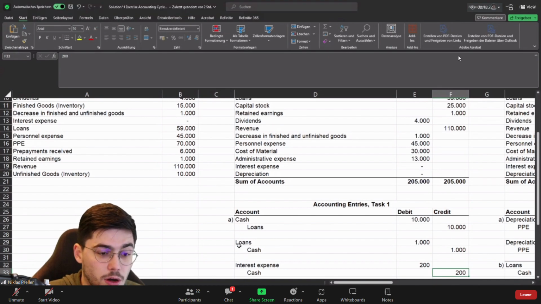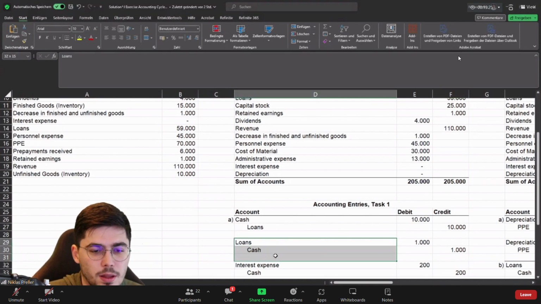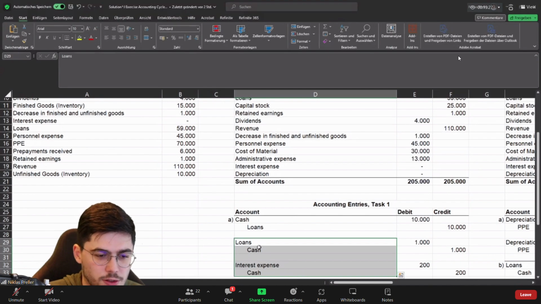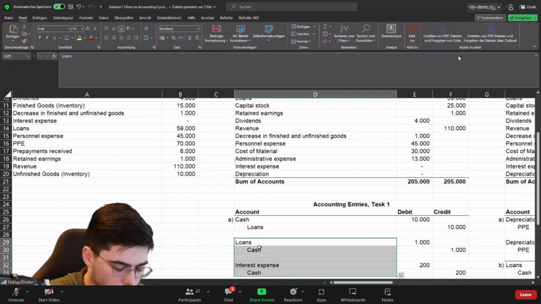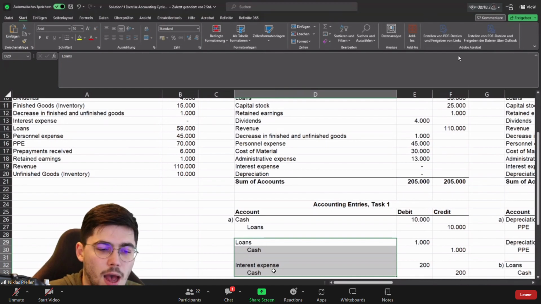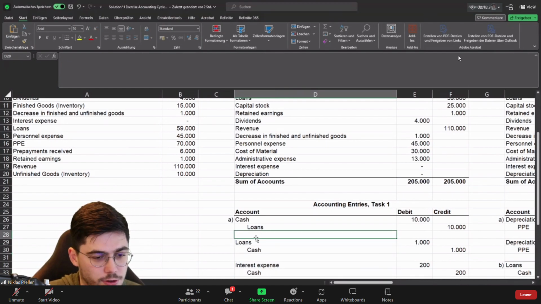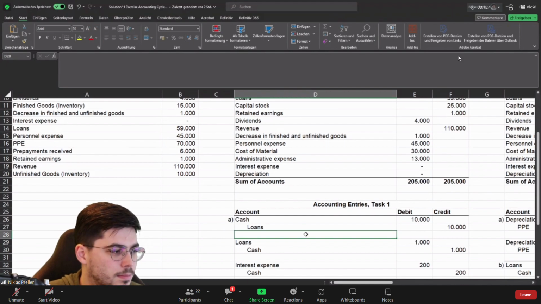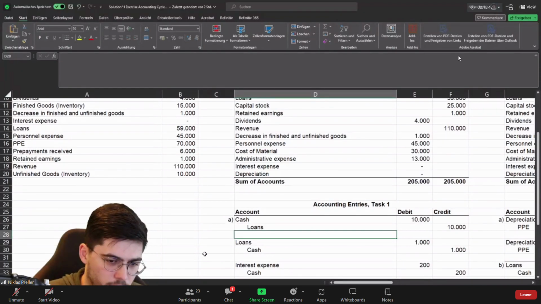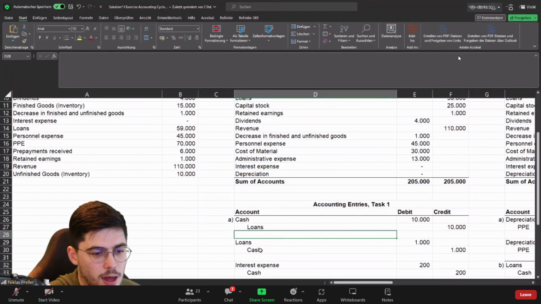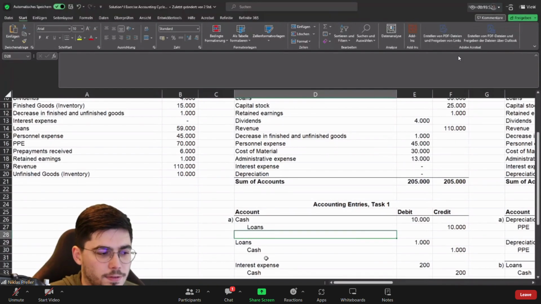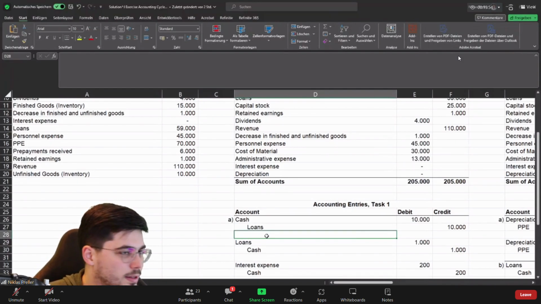You can also put these two transactions, the repayments and the yearly interest payments, under the category of adjusting entries. That is also fine. Just don't get confused where you put it. Just put it into the accounting entries, either in this category here in the first part, or in the adjusting entries afterwards in the second task.